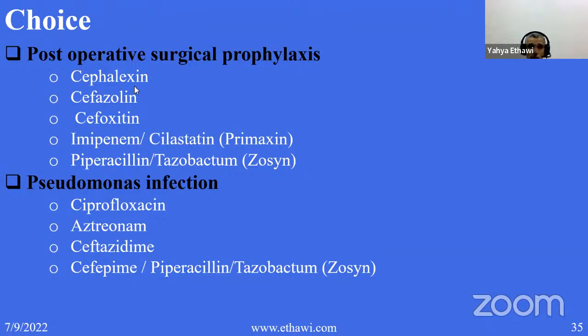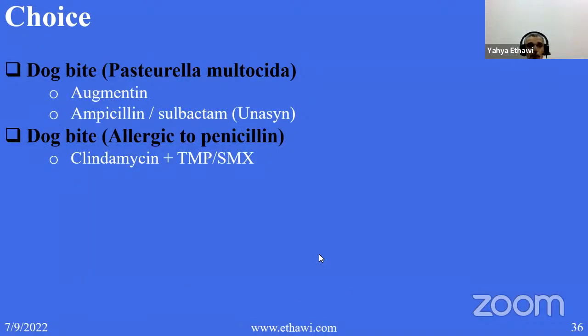Post-operative surgical prophylaxis, we use cephalexin, cefazolin, cefoxitin, imipenem such as cilastatin, and piperacillin, tazobactam, such as Zosyn. Pseudomonas infection, we use ciprofloxacin, we use aztreonam, we use ceftazidime, we use cefepime, piperacillin, tazobactam, Zosyn. Dog bite, because of Pasteurella, we use augmentin and ampicillin, sulbactam, such as Unasyn. Dog bite, allergic to penicillin, we use clindamycin, trimethoprim. Human bite, we can use these more broad, wide spectrum antibiotics.